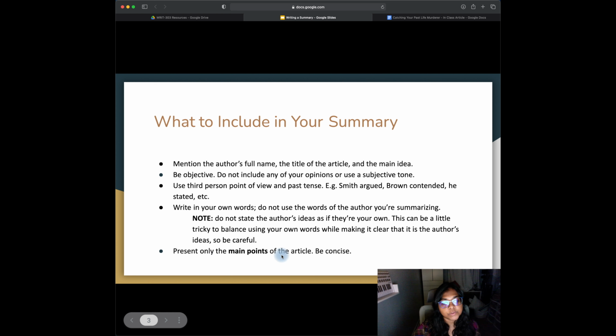And you want to present only the main points of the article and be concise. So try not to include supporting evidence that the author used. Just try to report on the main points.